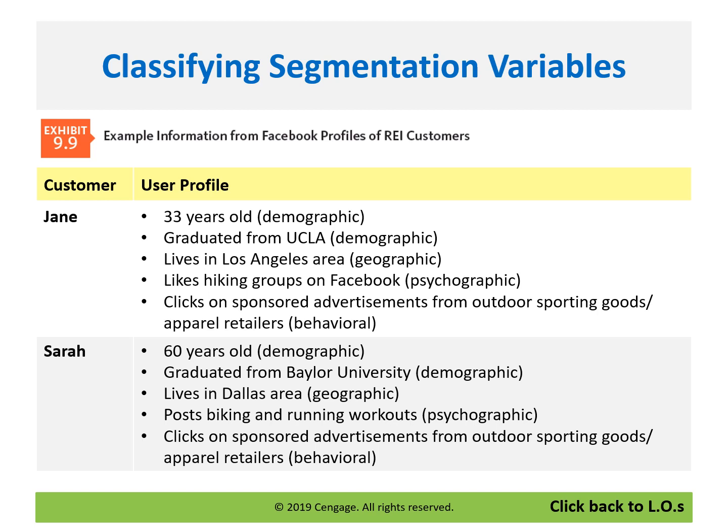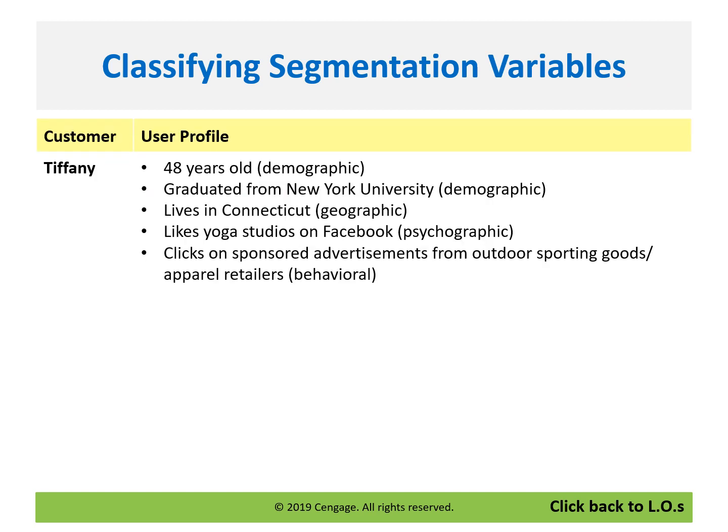Another example would be Sarah. Sarah is a 60-year-old, so that's demographic. Graduated from Baylor University, another demographic factor. Lives in Dallas area, that's geographic. Posts biking and running workouts, that's a psychographic segmentation. Clicks on sponsored advertisements from outdoor sporting goods and apparel retailers. So that's an example of a behavioral segmentation factor.